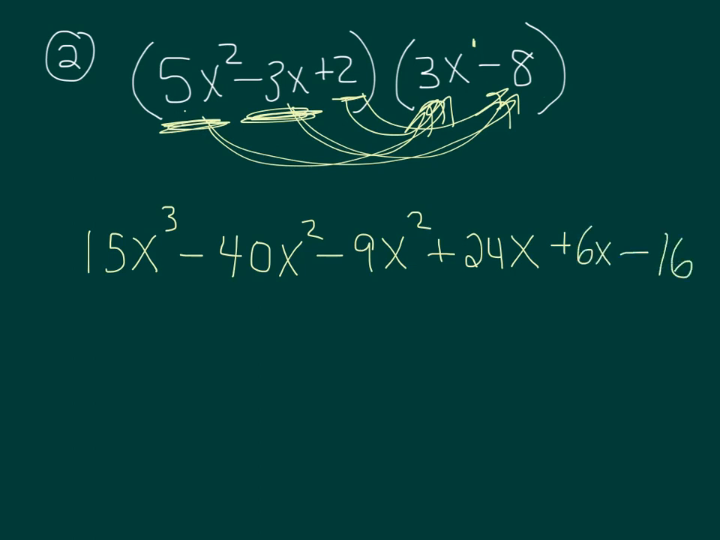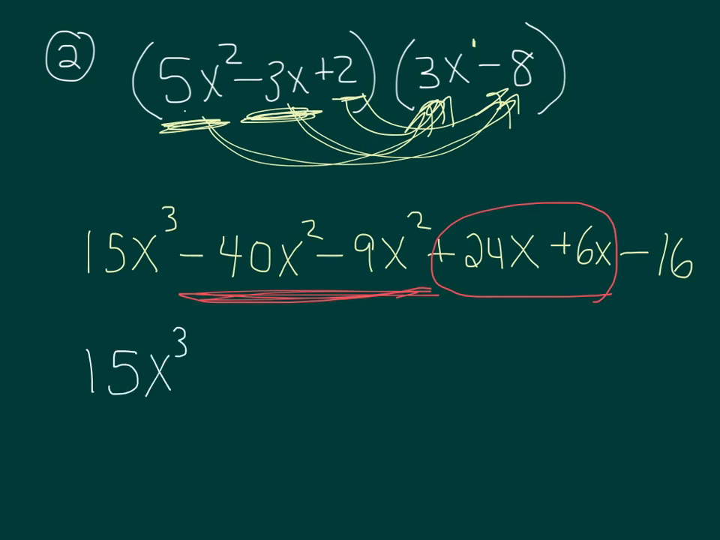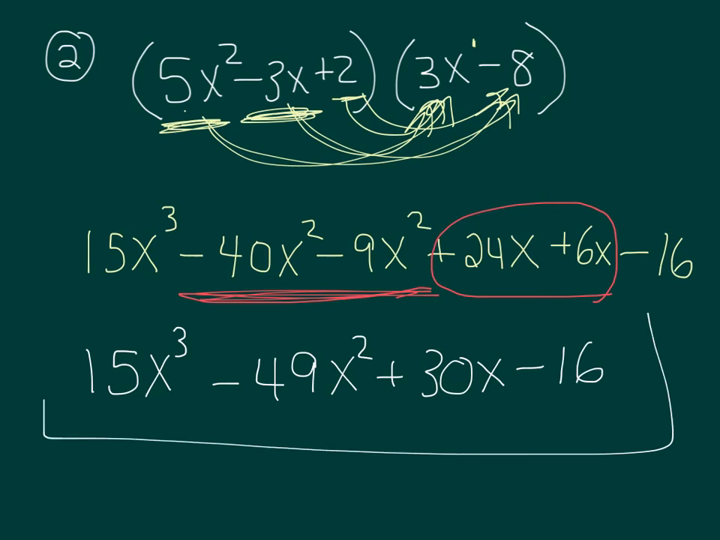Okay. My like terms are negative 40x squared and negative 9x squared, and 24x and 6x. So when I combine these, I'm going to end up with 15x cubed minus 49x squared plus 30x minus 16. And that's it.